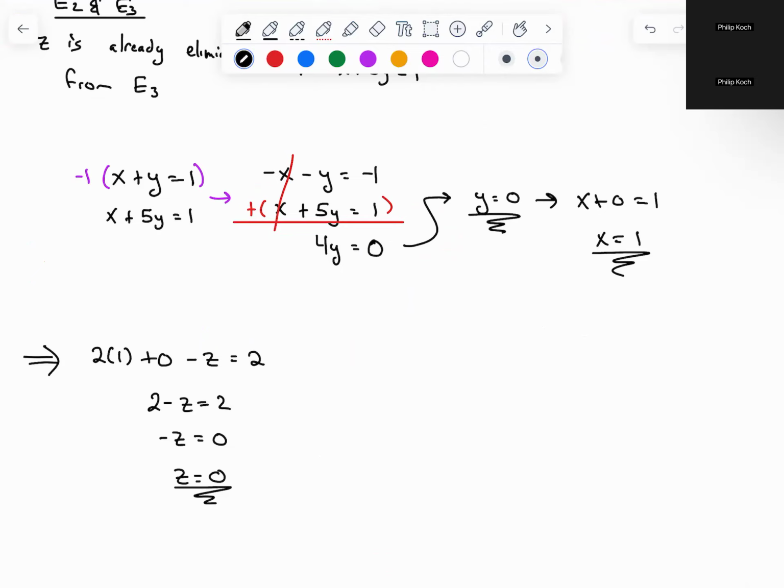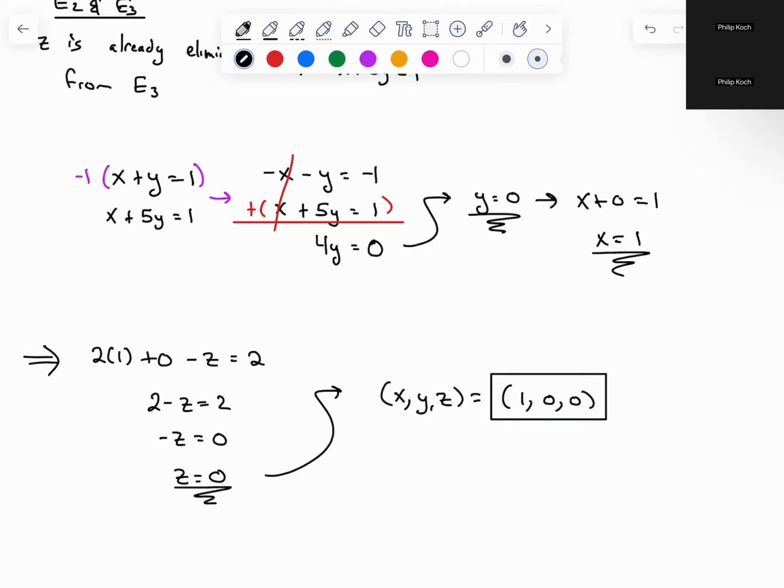So our answer is going to be an ordered triple, x, y, z. That's just to remind myself to write the variables in the proper order. So 1, 0, 0. And I will admit, if this was me on an exam, I'd feel like that's too easy, too nice of an answer. Like, why isn't it 1, negative 3, 5?